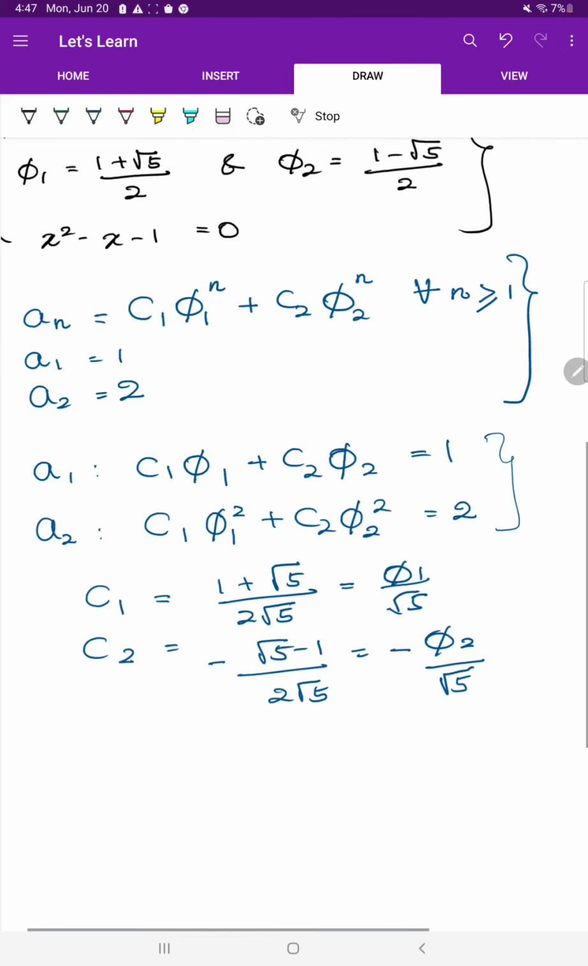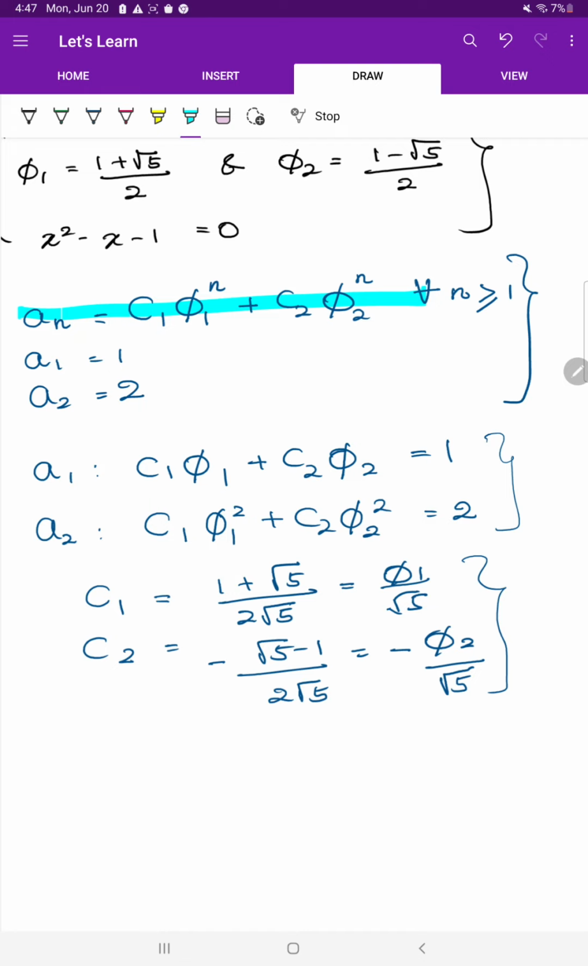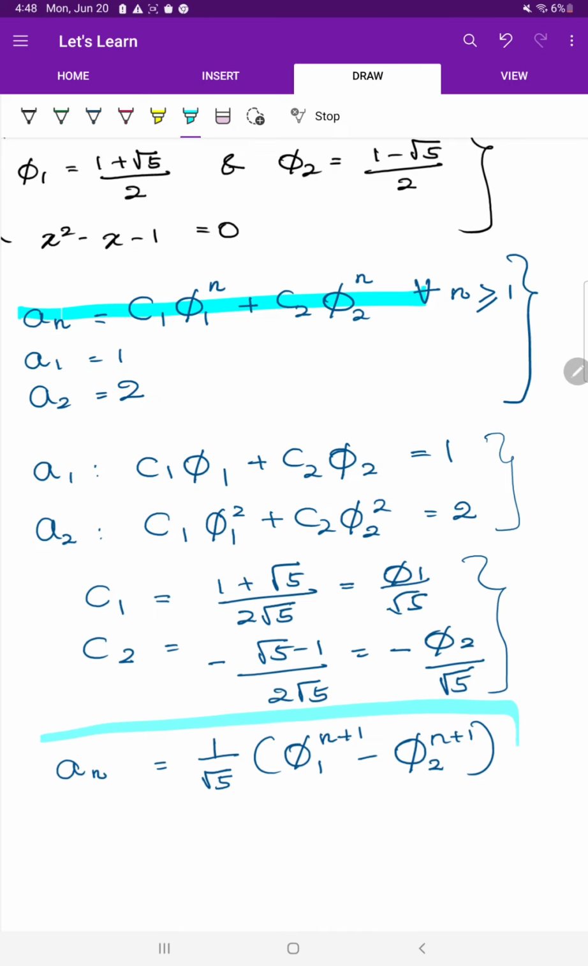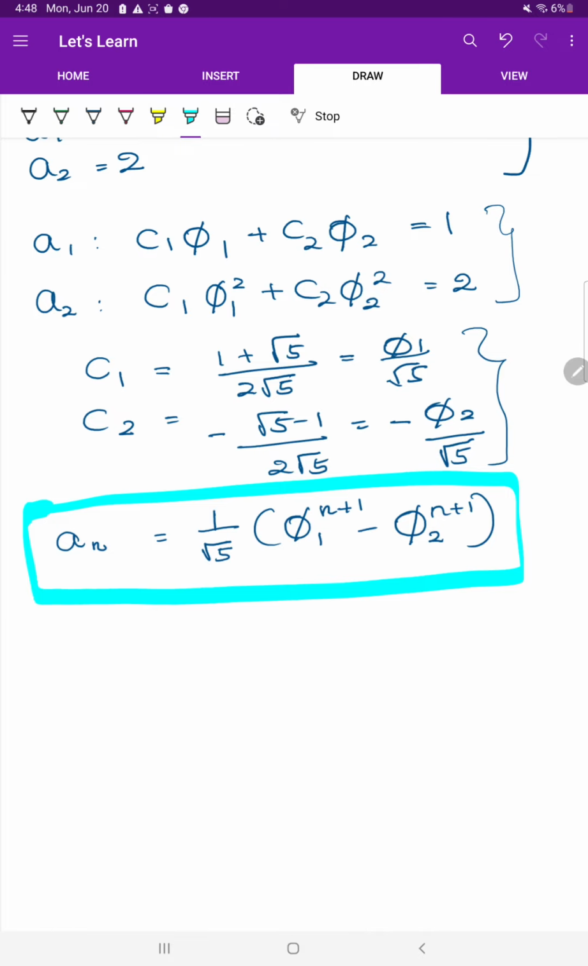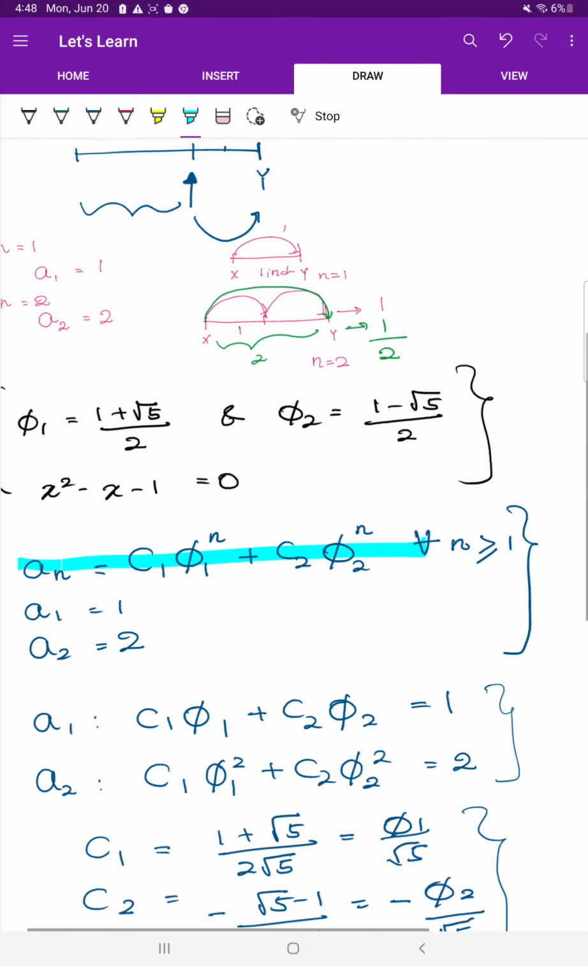Therefore, since now we know c_1 and c_2, by substituting them into this equation, we can find a_n as 1 over root 5 times the expression. So this is a common expression for the number of possible paths for n distance.